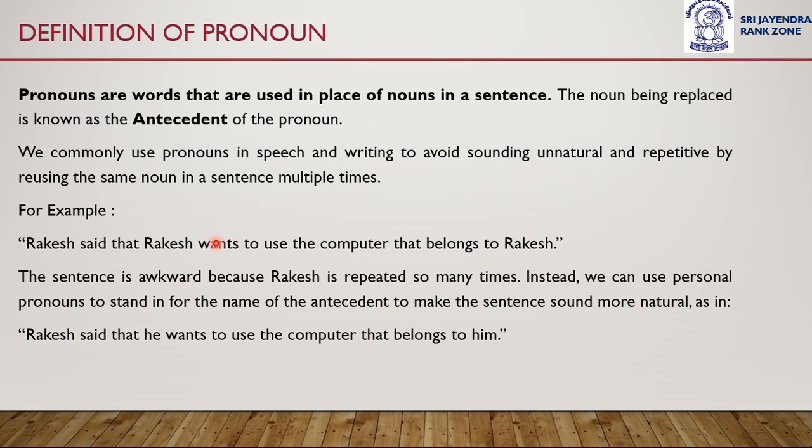Instead, we can use personal pronouns to stand in for the name of the antecedent to make the sentence sound more natural. As in, Rakesh said that he wants to use the computer that belongs to him. So, we have used he and him in place of Rakesh. We have just used Rakesh once in this sentence, and due to this the sentence sounds more natural and subtle.